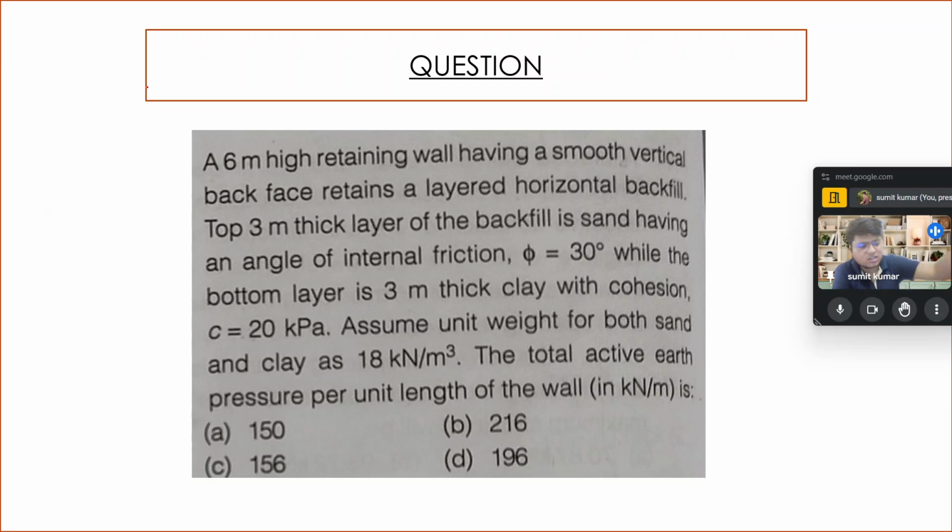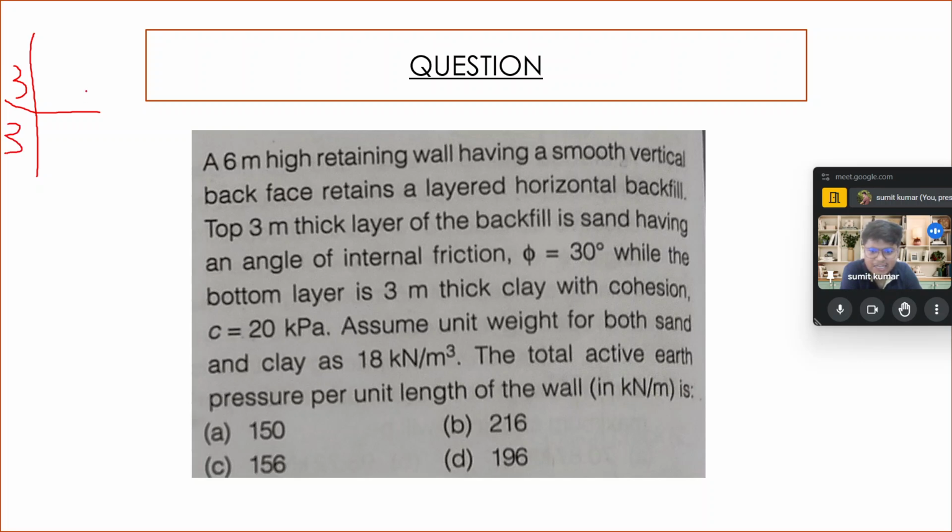Okay, so I will solve it by myself as well. The solution is already there on the next page, but if I solve it step by step, the clarity will be better. So first of all, a 6-meter high retaining wall, this is the 6-meter height, with a smooth back face retaining a layered horizontal backfill. The top 3-meter layer of backfill is sand. I will distribute it into two sections. This is 3 meter and this is again 3 meter.